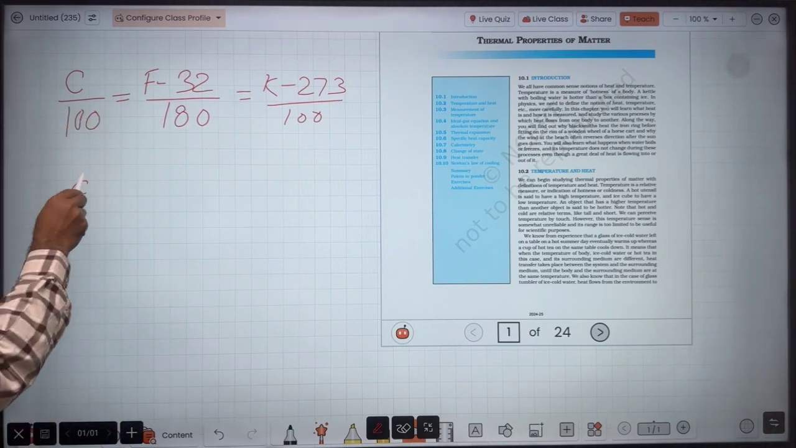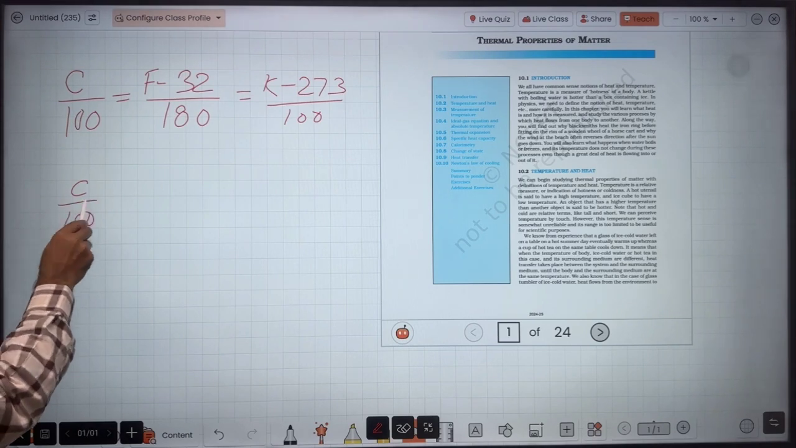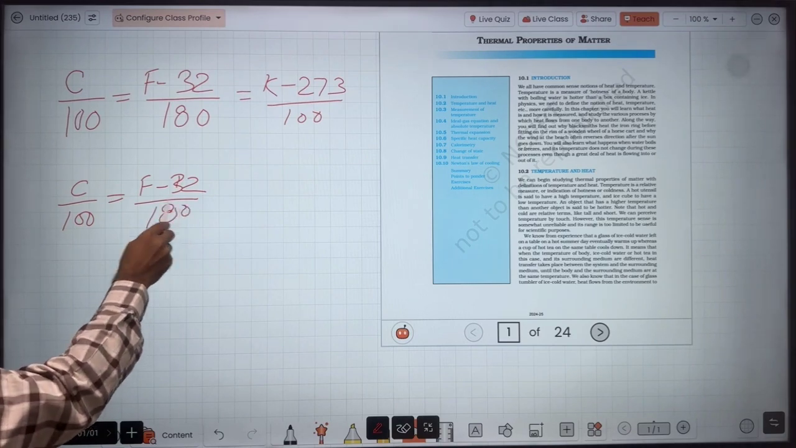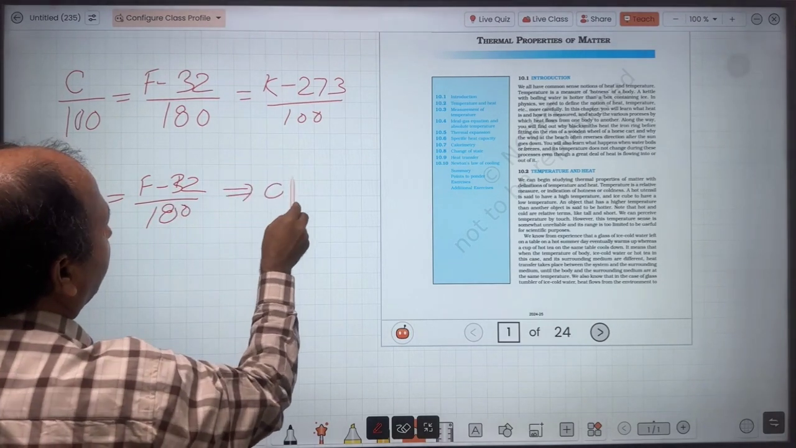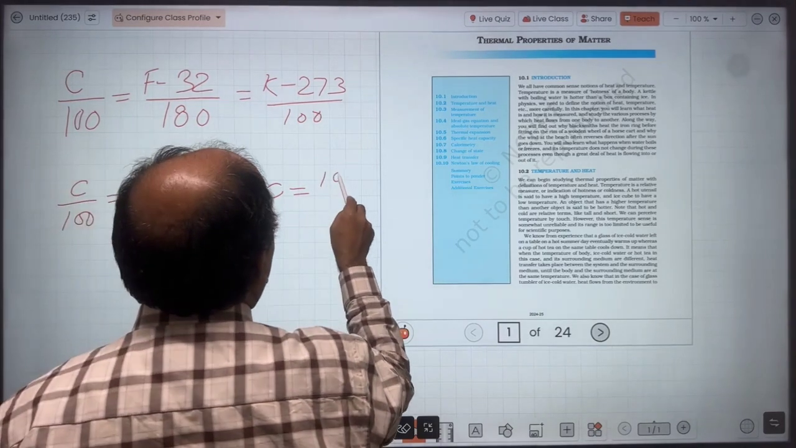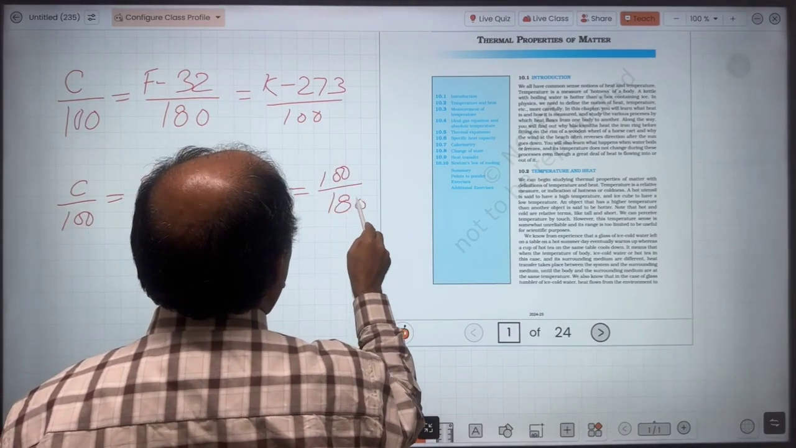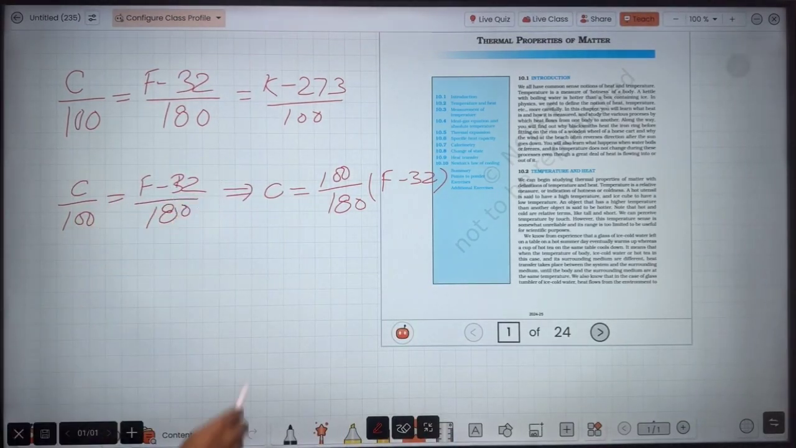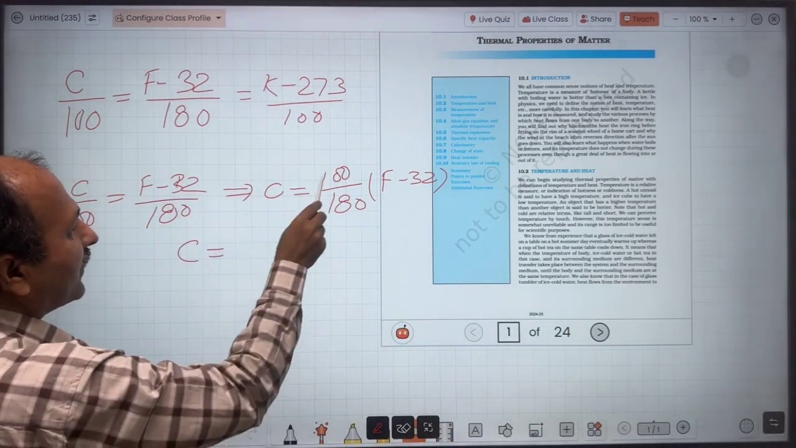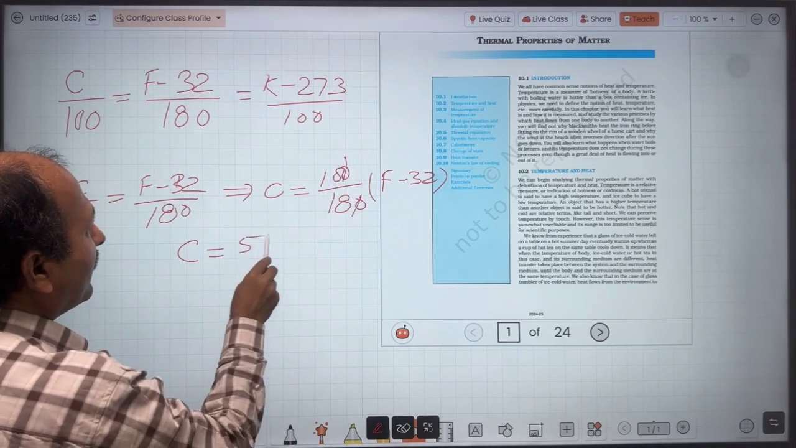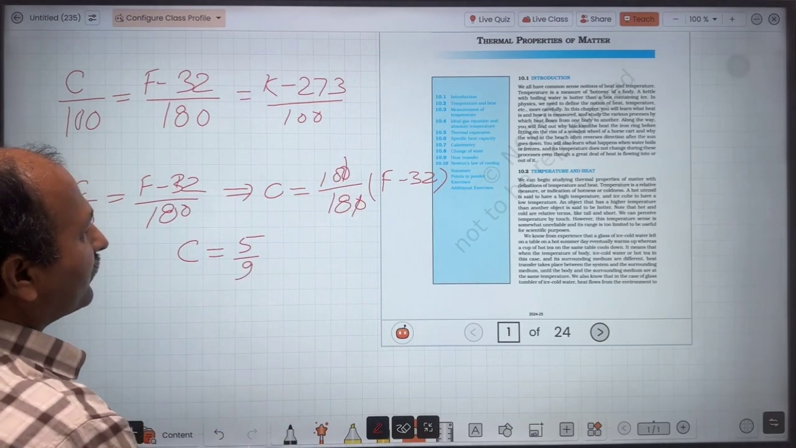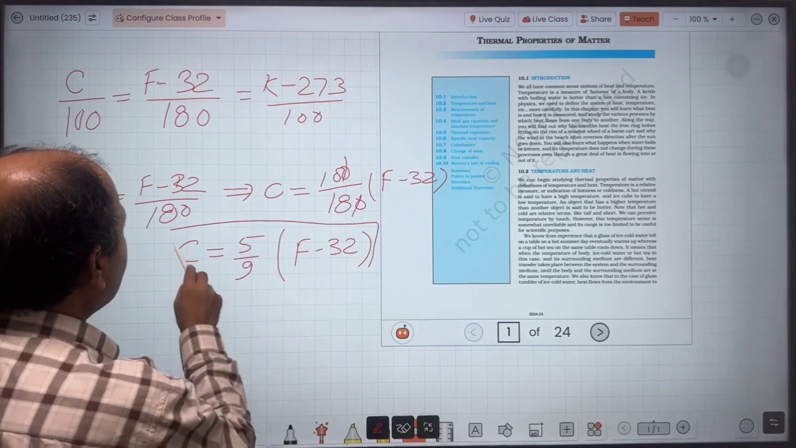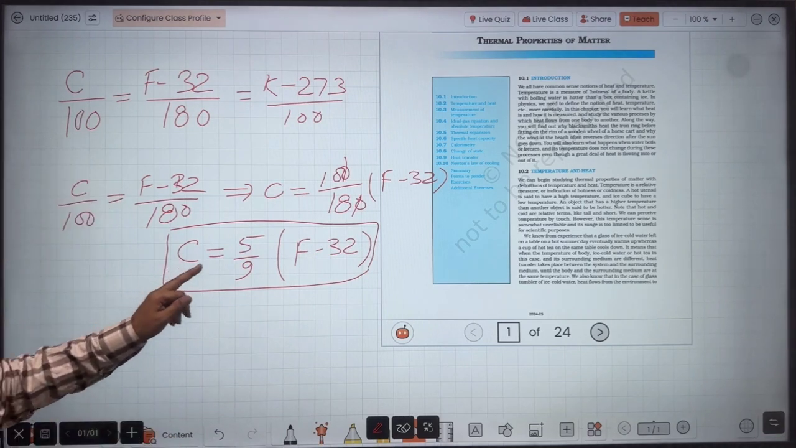Now taking any two, suppose you take C: C upon 100 equal to F minus 32 divided by 180, or C equal to 100 divided by 180 times F minus 32. Is it okay? Now let's simplify. C equal to 5 upon 9 times F minus 32. Right? So this is the relation that relates degree centigrade and Fahrenheit.